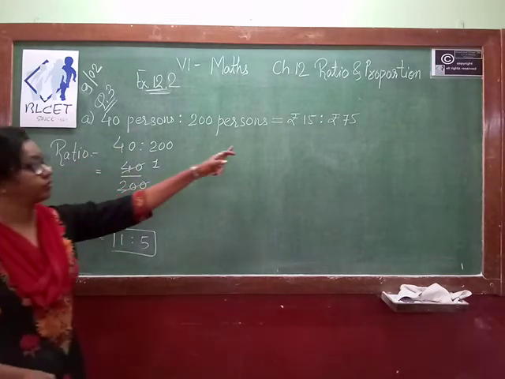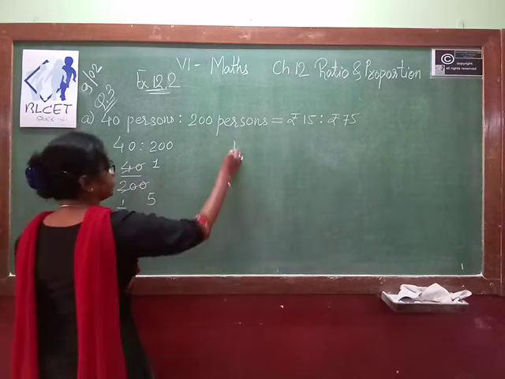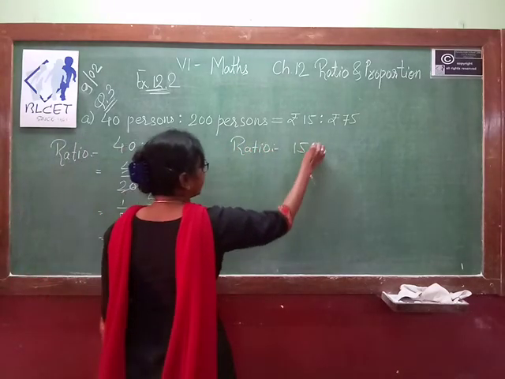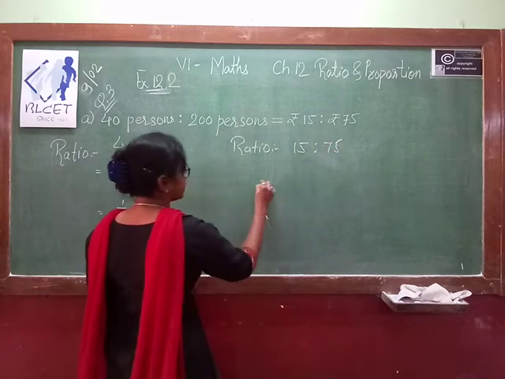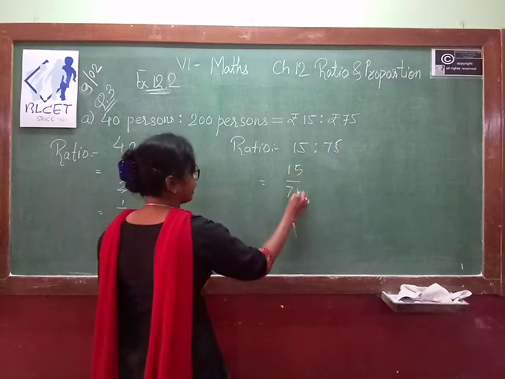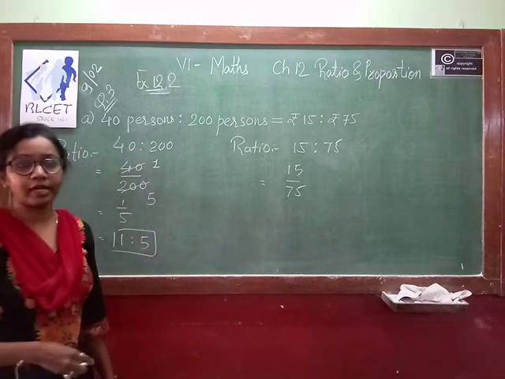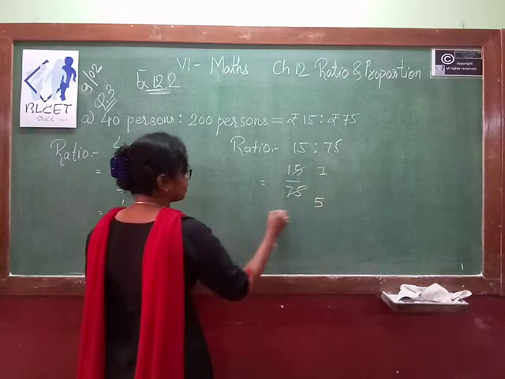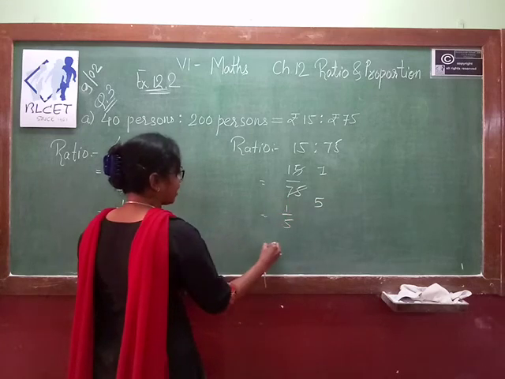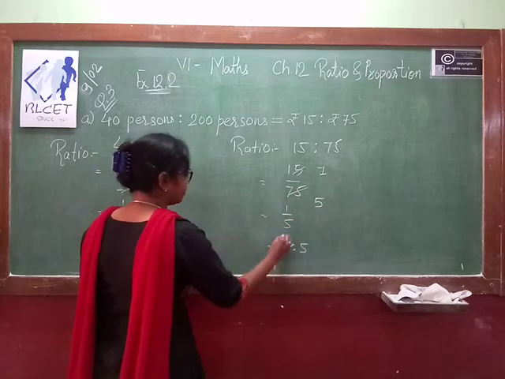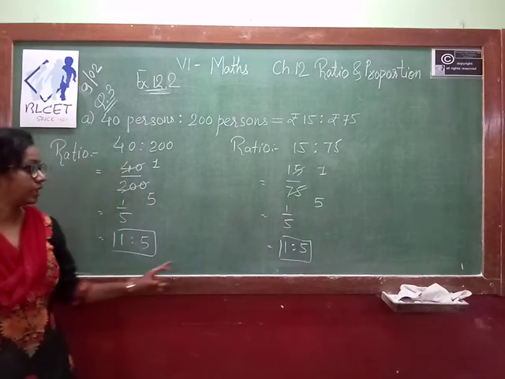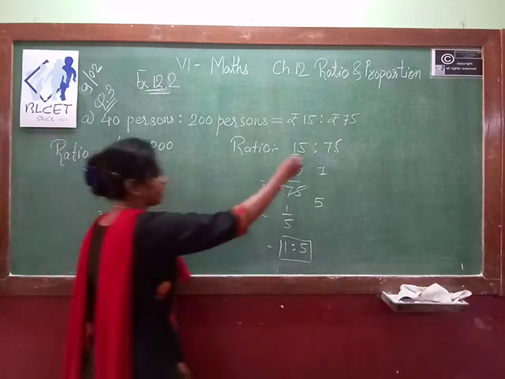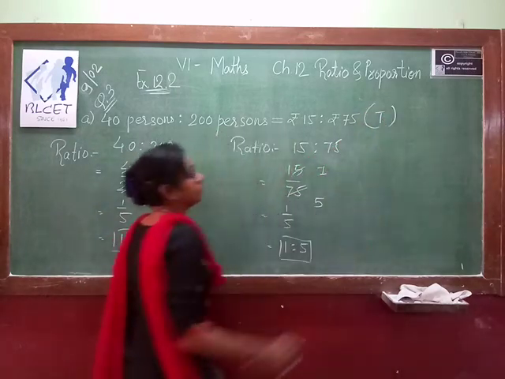Now we find the ratio for the rupees. So the ratio 15 is to 75, which is equal to 15 divided by 75. We know that 15 5s are 75. Reduce the terms. So what are we getting? 1 divided by 5, which is equal to 1 is to 5. Compare both the ratios. We can say that both the ratios are equal. So what can we say? Yes, this statement is true.